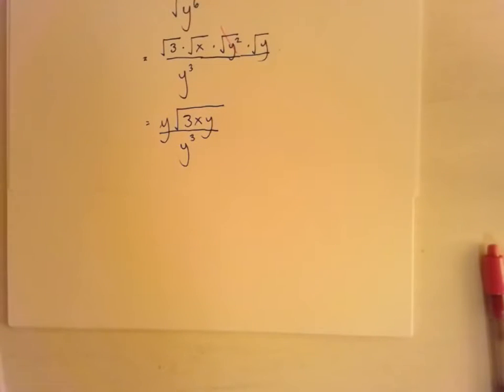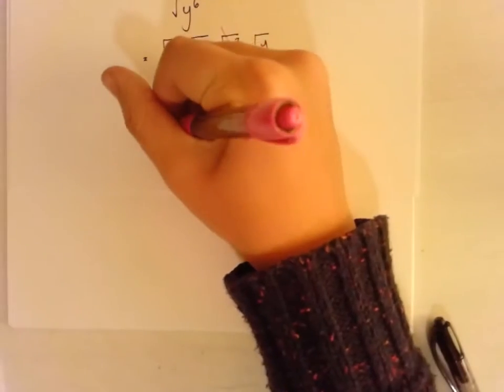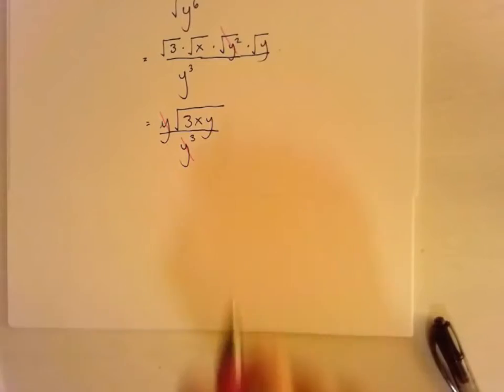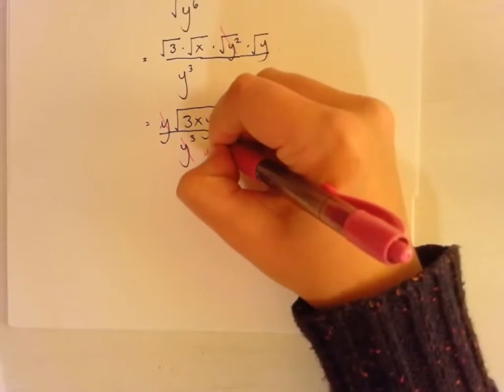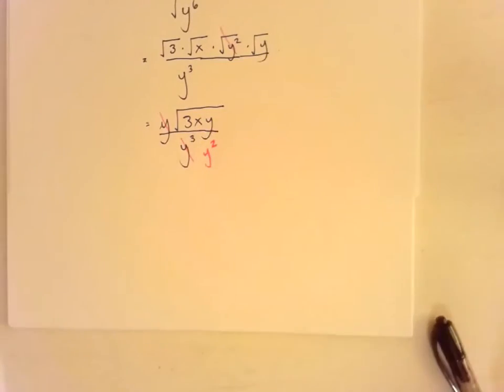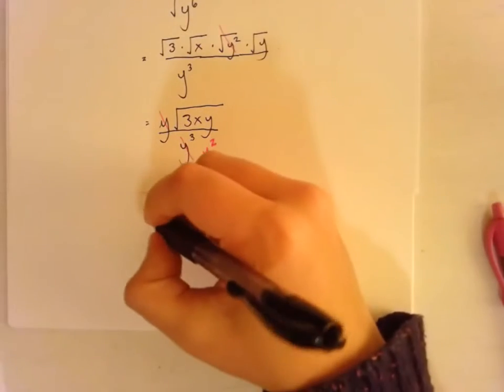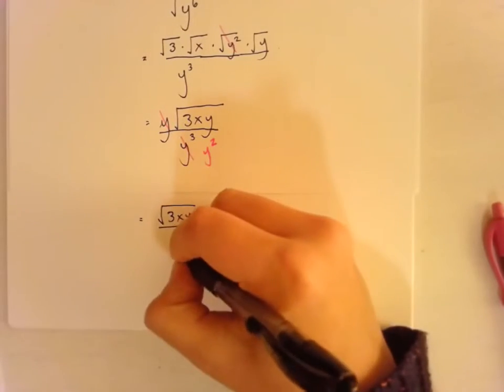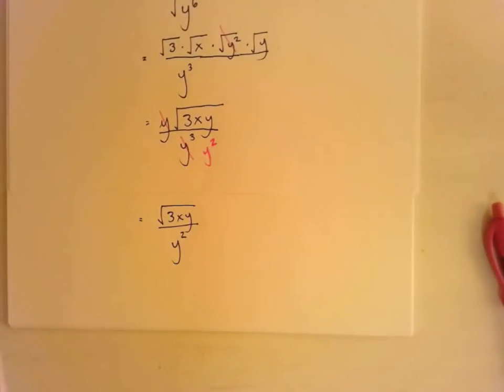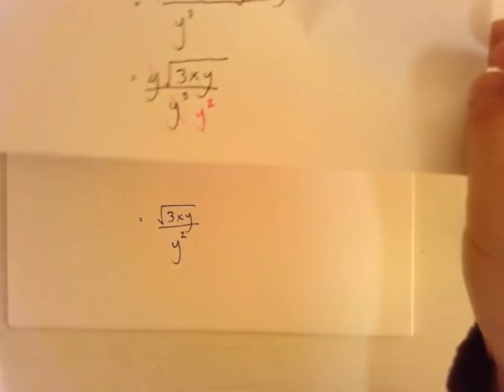Now I take a look at that for a second, and I see there's one more thing I can simplify. Now I have a y on top and 3 y's on bottom, which means if I cross one out, I have 2 left on the bottom. I have y squared left on the bottom. And so I write the whole new answer as square root 3xy all over y squared. And I'm done. Let's do one more type of example with rationalizing the denominator, and then I'll leave you alone.